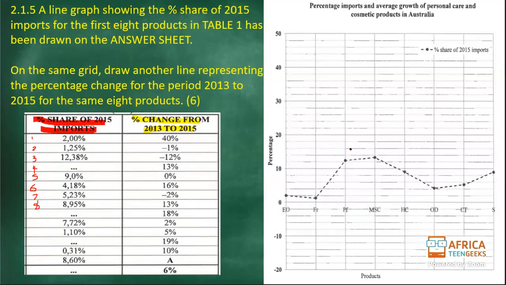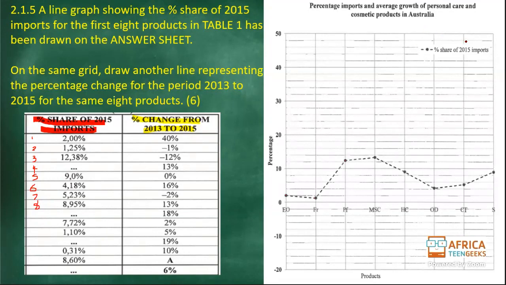That's how they plotted the y-axis. And then for the x-axis, it's the same equal spacing and then the names of the products. It's also labeled: on the y-axis it's the percentage, and on the x-axis it's the products.